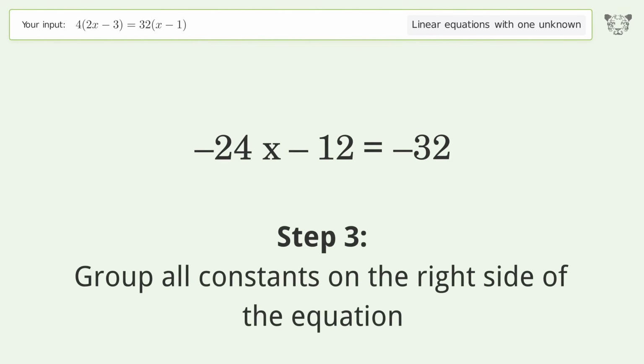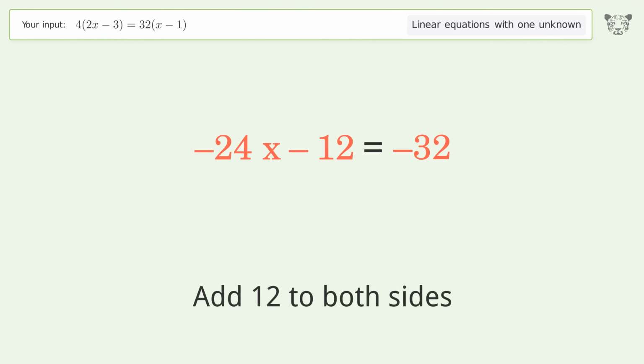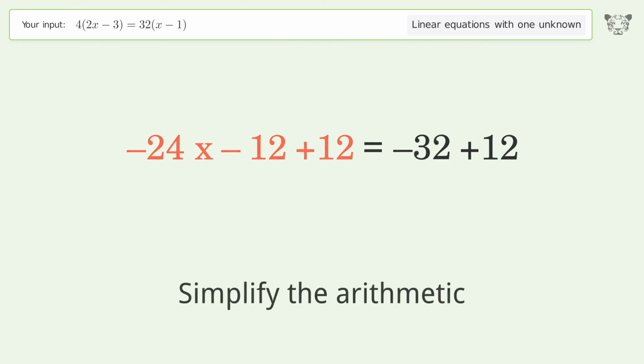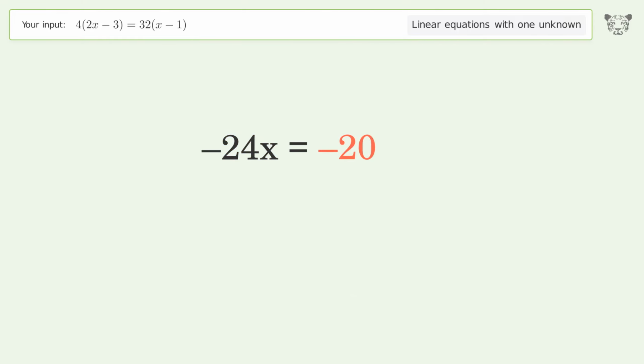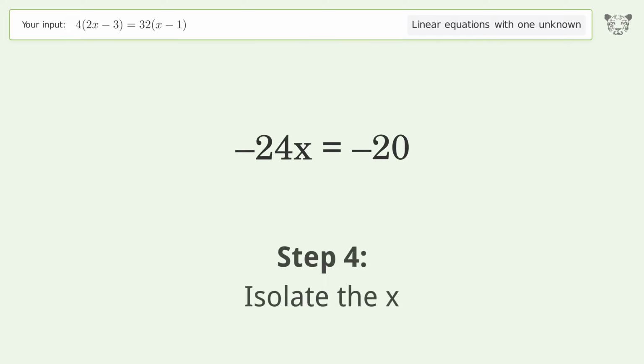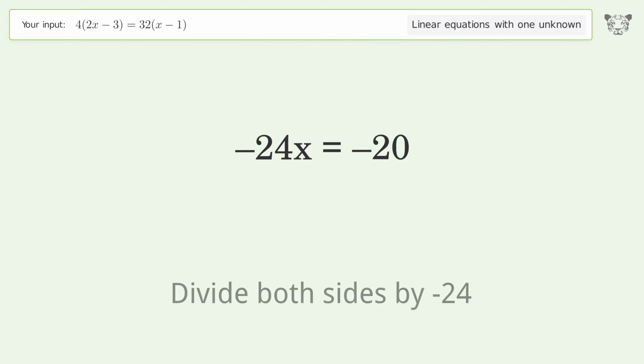Group all constants on the right side of the equation. Add 12 to both sides. Simplify the arithmetic. Isolate the x. Divide both sides by negative 24.